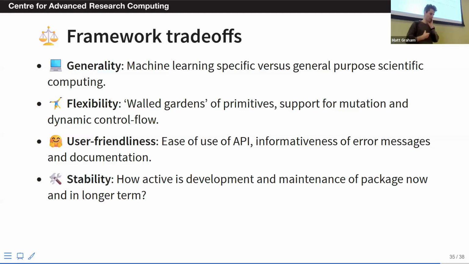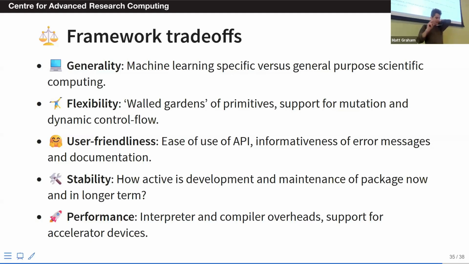A lot of autodiff engines are research software, developed by, say, grad students and postdocs, and some of them wax and wane in terms of popularity over time. So Theano fell out of fashion. It has been resurrected in forks, but it's something to consider specifically in the research software context of what you're building on top of.